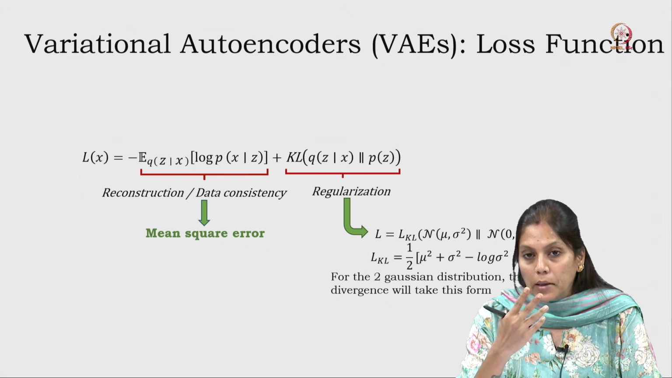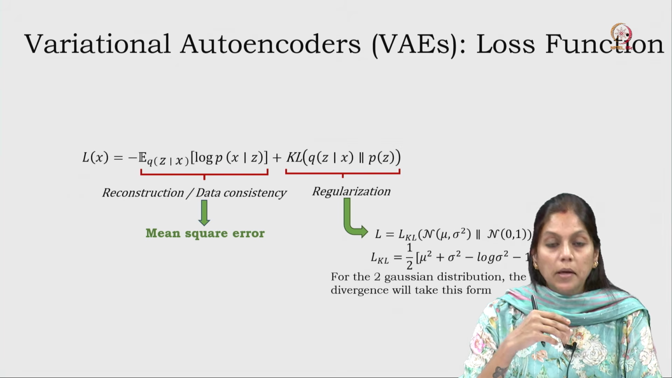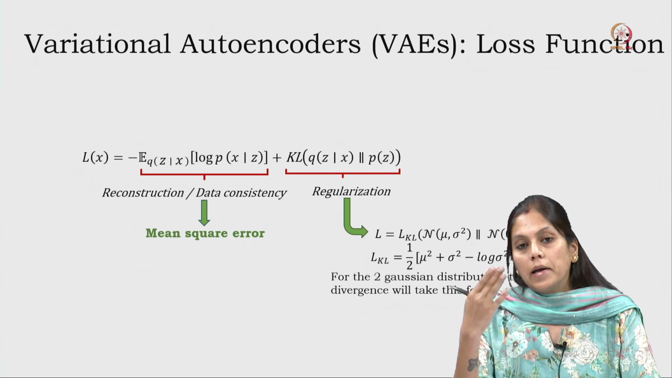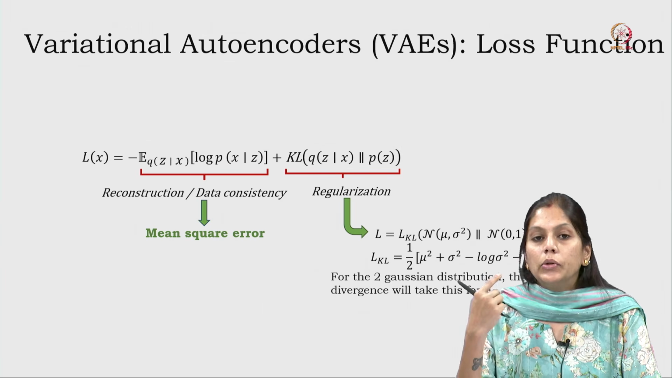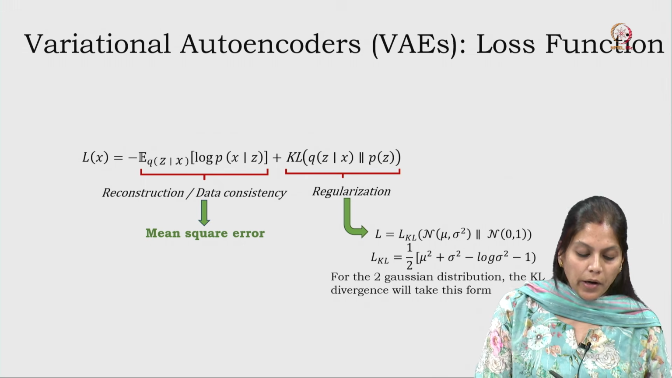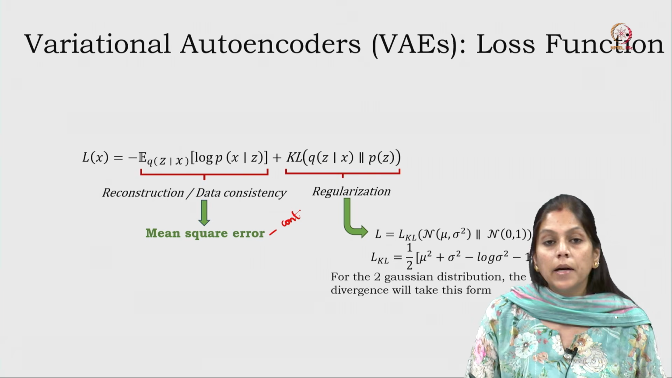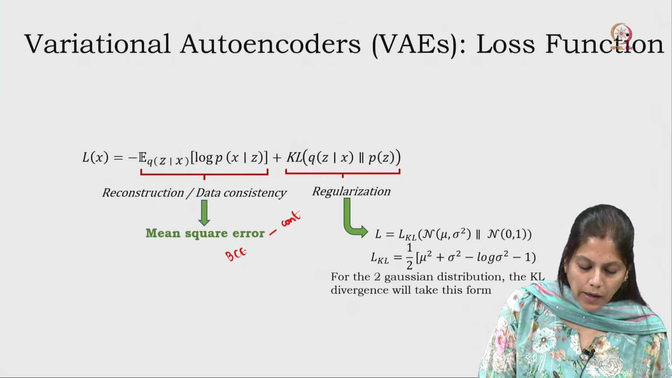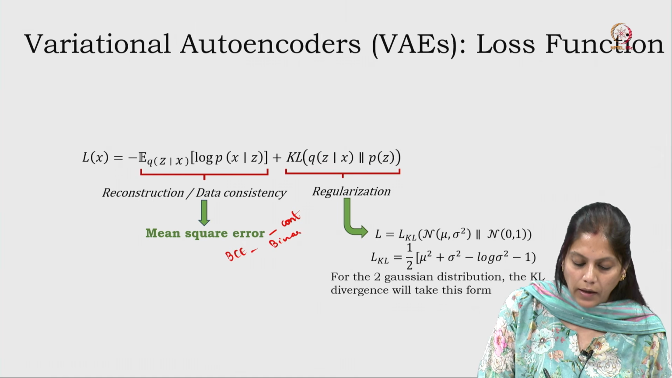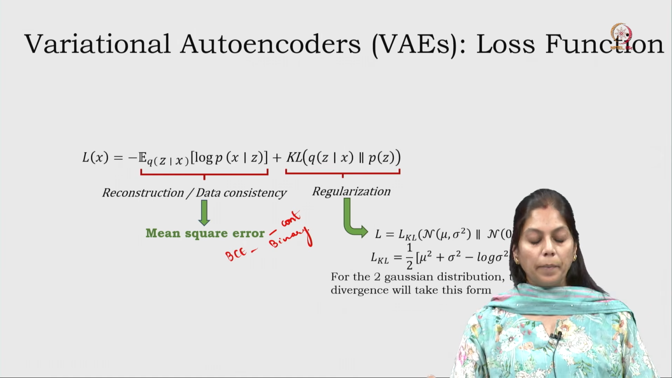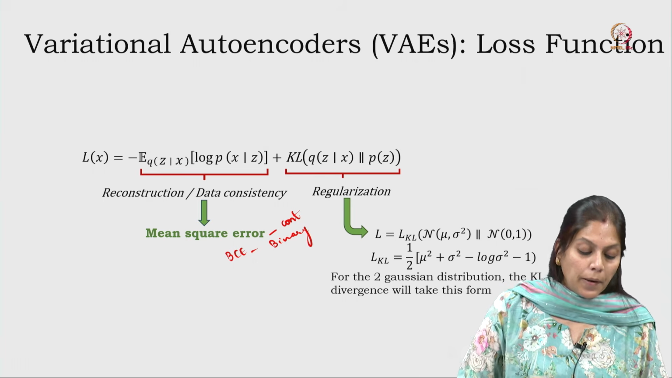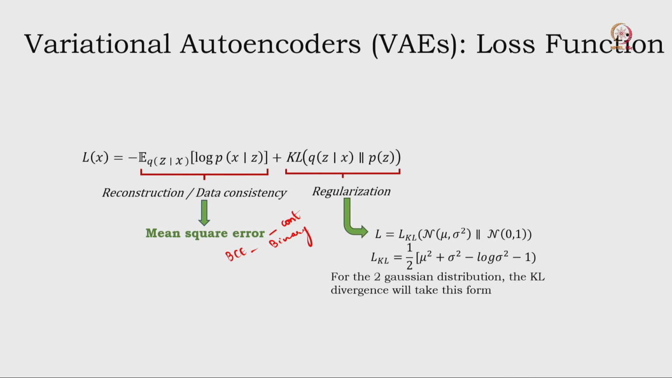There are two terms in the loss function. The very first term is the reconstruction term, and the next is the regularization term. In the reconstruction term, we will be using mean square error if it is continuous data, or we will be using binary cross entropy if we are reconstructing binary data. Here, if you see, we have a negative sign. Why is there a negative sign? This first term is a log likelihood.